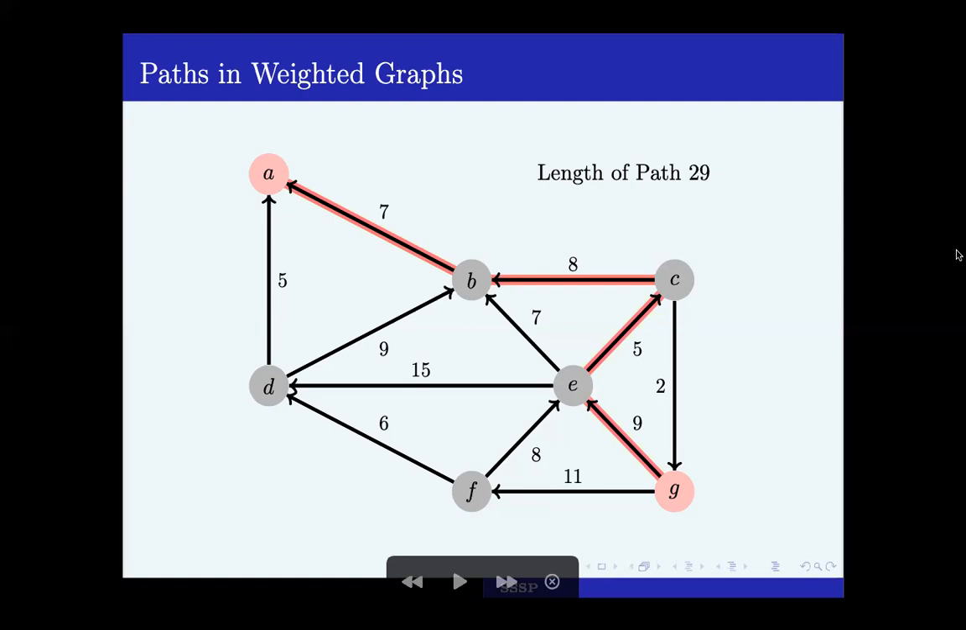And is there any other path? Is there any shorter path? Of course, I could have gone from E to B instead of going from E to C to B, and that would have given me a shorter path, G to E to B to A, and that would give me 23. And the question is, is this the shortest path that exists? And if you look at it carefully, you realize that there is a path of length 22 in this graph. And that is G to F to D to A.